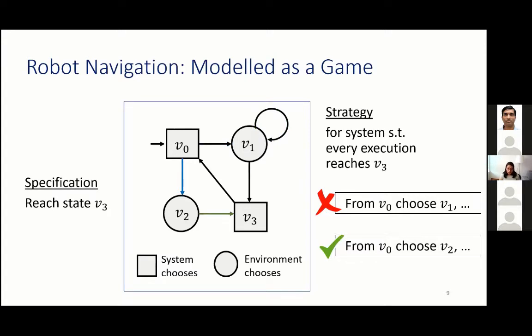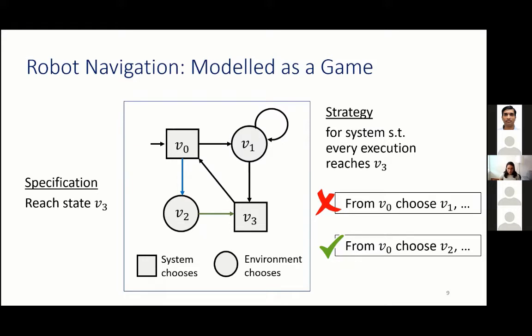But if we take another strategy, in which case from V0, the system chooses to go to V2, then from V2, the environment has no other option but to go to V3. So under this strategy, where the system chooses to go to V2 from V0, the specification is satisfied under every possible behavior of the environment player. And this strategy is indeed a winning strategy for the system.